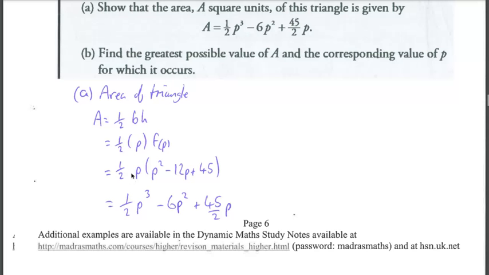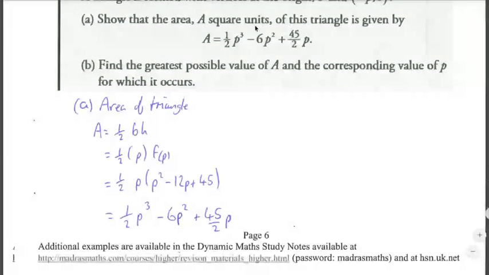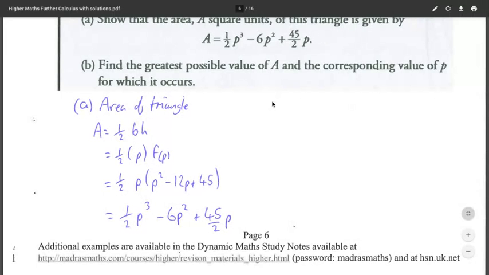So half multiplied by P multiplied by what I've just said, P squared minus 12P plus 45. Multiply through by a half P, and we end up with a half P cubed minus 6P squared plus 45 over 2 P, which is exactly what we were asked to show.